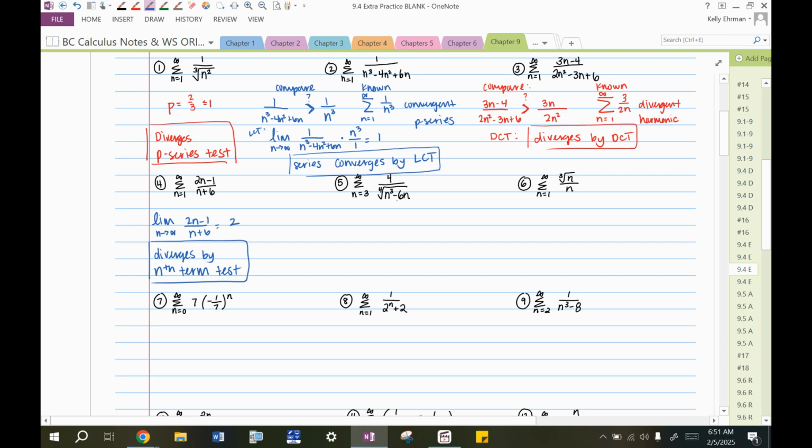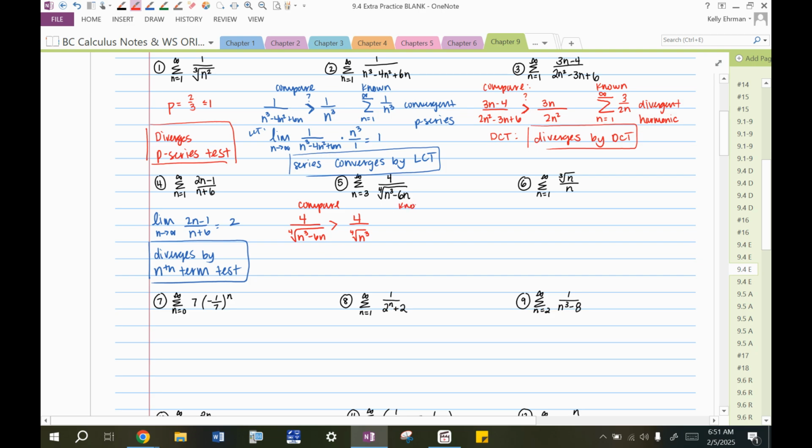All right, this next one looks, again, almost like a p-series with an extra term. So let's go ahead and do our comparison. So we're going to compare, so this is either DCT or LCT. 4 over the 4th root of n cubed minus 6n. Compare that just to 4 over the 4th root of n cubed. So this is definitely, first fraction is bigger because it has a smaller denominator.